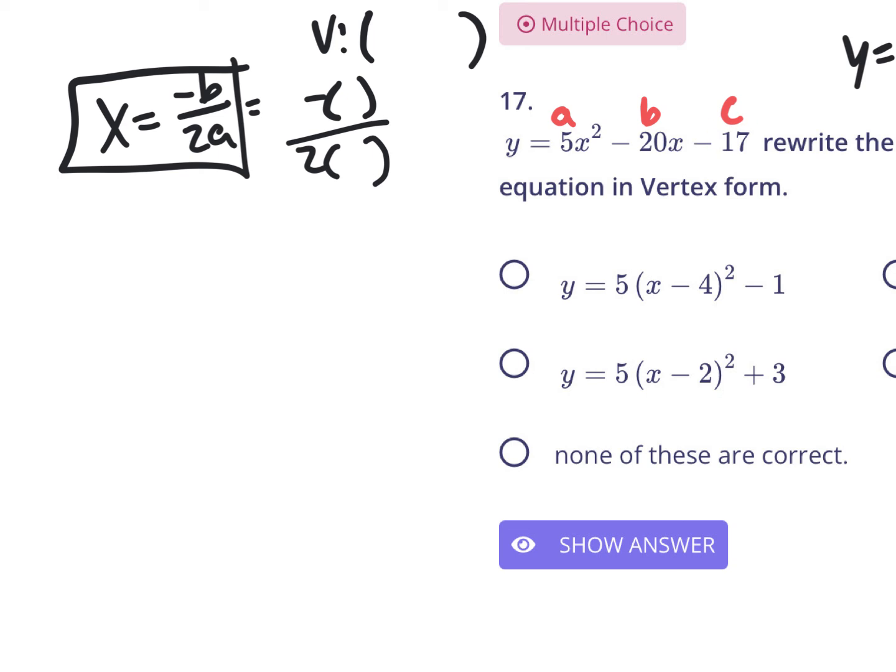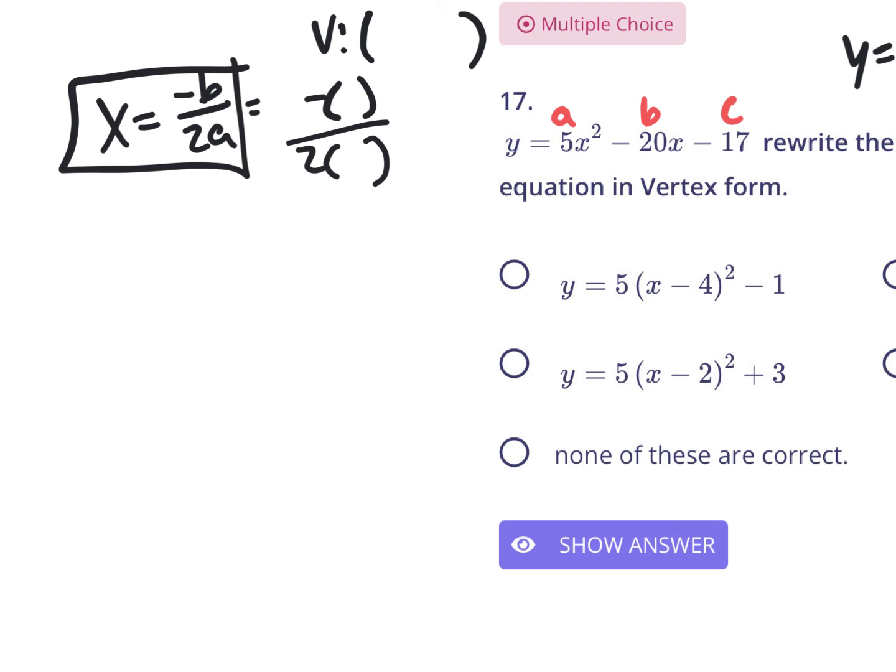The c value we don't care about, but we do care if they were to ask us to find the y-intercept of your parabola. The y-intercept, you always set x equal to 0, which means that your c value will always be your y-intercept. I already know that this parabola that opens up, that got vertically stretched by 5, which means it's kind of narrow, I already know that it's going to cross the y-axis at negative 17, just by looking at it. But they're not even asking that on this question. They're asking us to rewrite it, so let's find the vertex because we need the vertex in order to write it in vertex form, h, k.